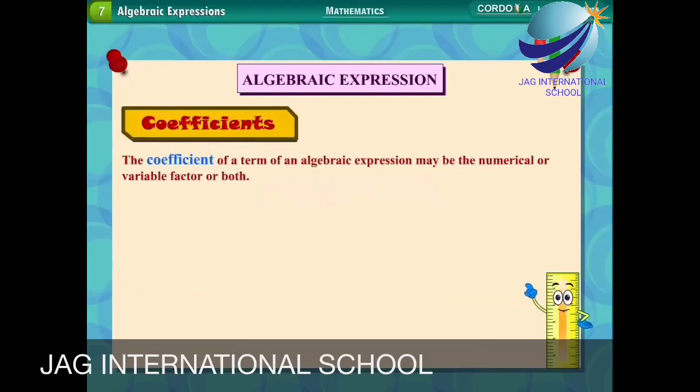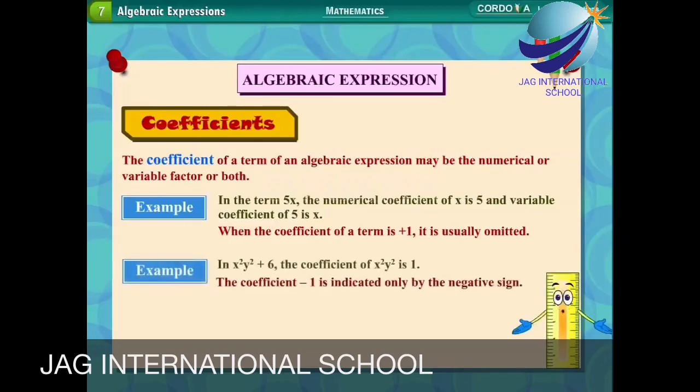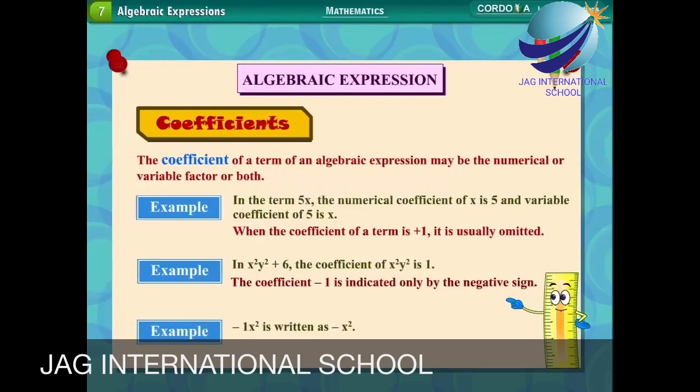Coefficients. The coefficient of a term of an algebraic expression may be the numerical or variable factor or both. Example: in the term 5x, the numerical coefficient of x is 5 and the variable coefficient of 5 is x. When the coefficient of a term is plus 1, it is usually omitted. Example: in x squared y squared plus 6, the coefficient of x squared y squared is 1. The coefficient minus 1 is indicated only by the negative sign. Example: minus 1x squared is written as minus x squared.